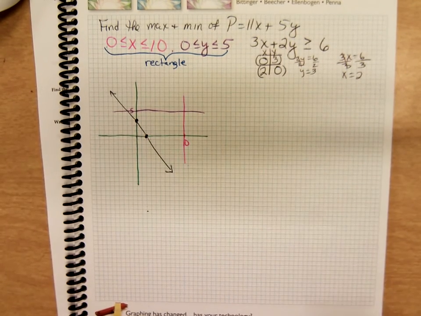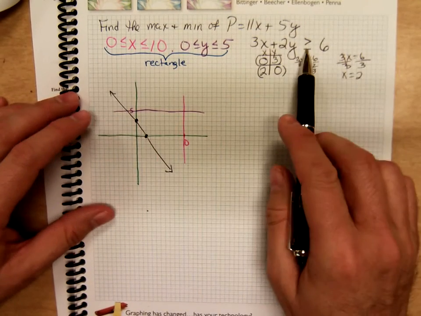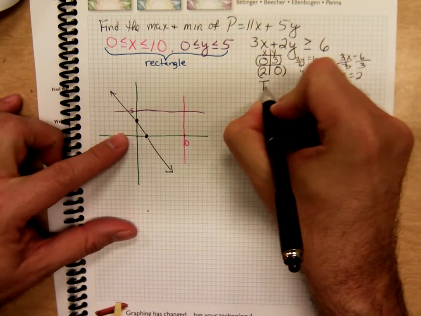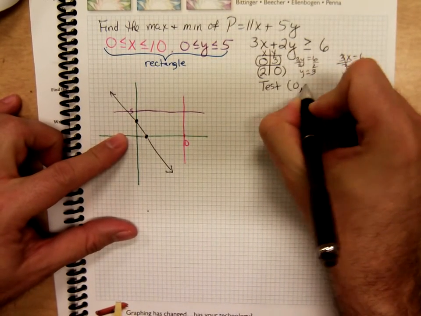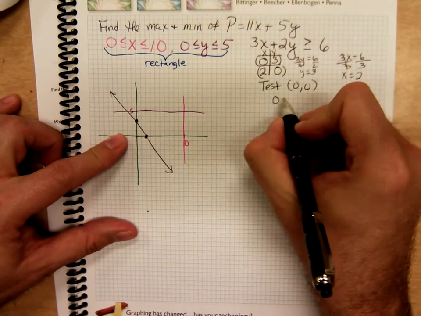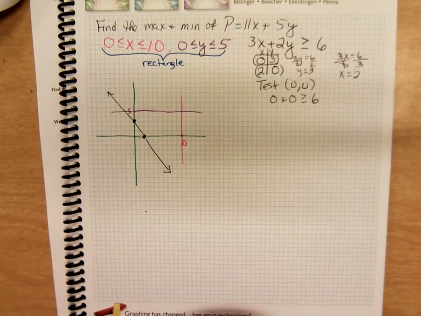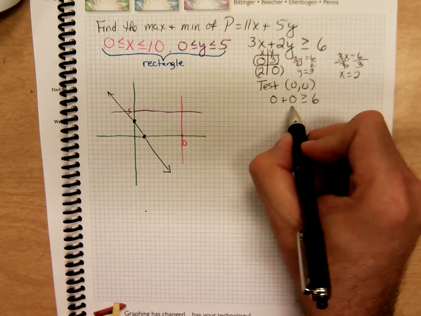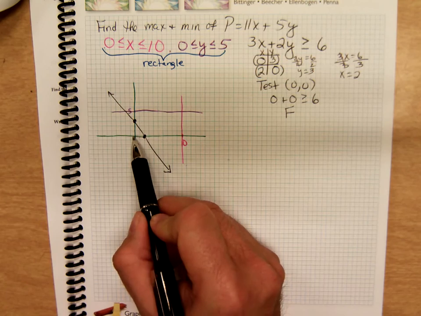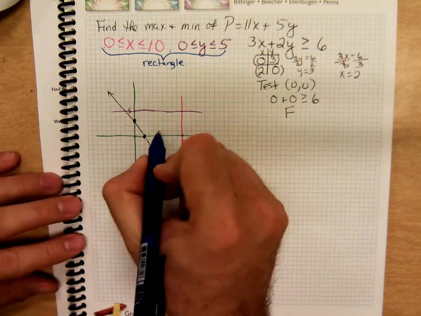And now we're going to shade either above that line or below. Usually if there's a greater than, you're shading above, but we'll go ahead and test a point. Choose any ordered pair that's not on the line. I'll use 0, 0 and plug it in. 3 times 0 is 0. 2 times 0 is 0. 0 plus 0 greater than or equal to 6. That is false. So we don't want to shade on this side of the line. So our feasible region is going to be right here.